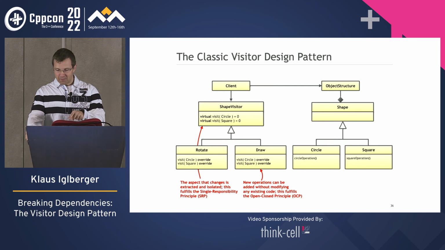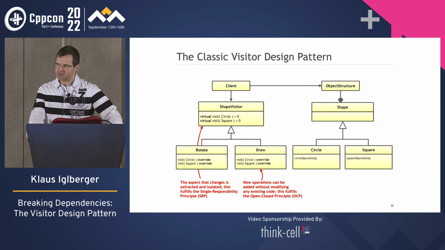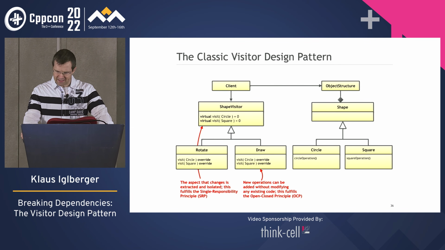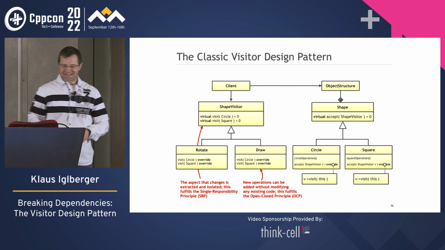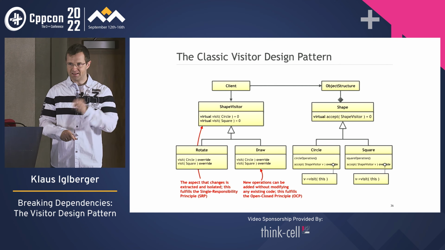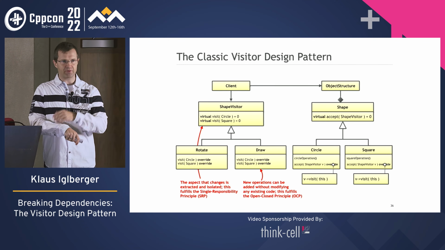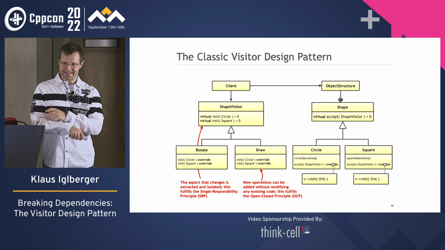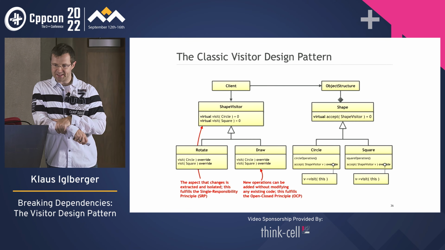However, right now we are missing one detail. We cannot really apply these operations on a shape just yet. We need one more thing. On the right-hand side, we add an accept function. This is the traditional name. Of course, you can name it as you want. But an accept function accepts a shape visitor.